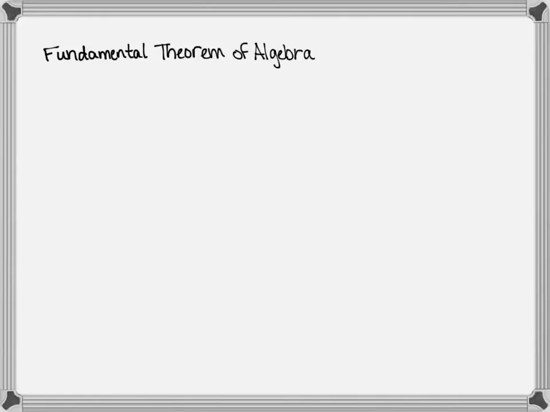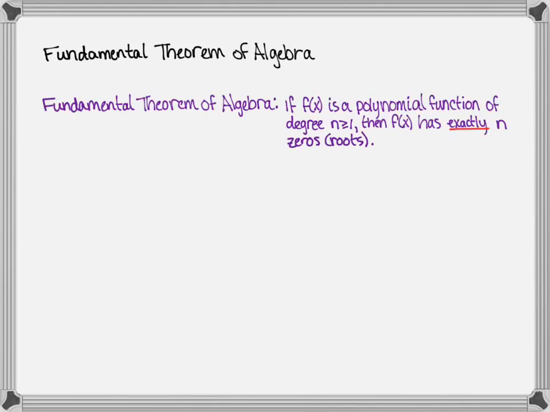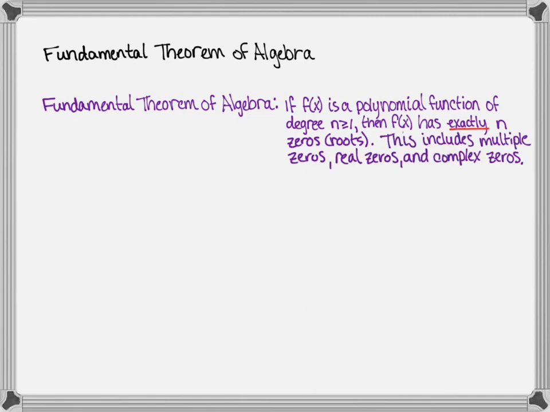The fundamental theorem of algebra. This theorem says if f of x is a polynomial function of degree n greater than or equal to 1, then f of x has exactly n zeros or roots. This will include multiple zeros, real zeros, and complex zeros. We'll abbreviate the fundamental theorem of algebra as FTA.